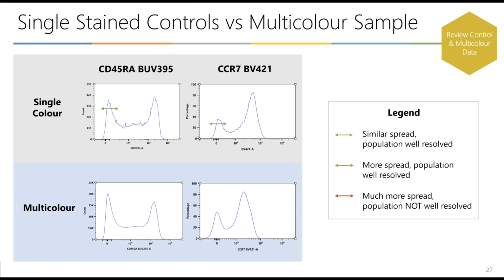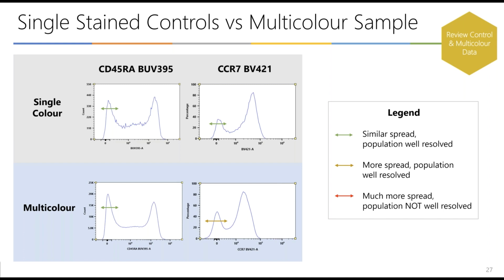Along the top row, we have our single-stained CD45RA BUV395 and CCR7 BV421. Along the bottom row, we observe the same fluors in the multicolor sample. When we are assessing panel performance, we need to ensure that our population resolution is still achievable. In the case of CD45RA BUV395, the single stain and the multicolor demonstrate a very similar degree of spread of the negative, and we are happy with this resolution. In the case of CCR7 BV421, we are observing a little bit more spread of the negative. However, our population is still well resolved.